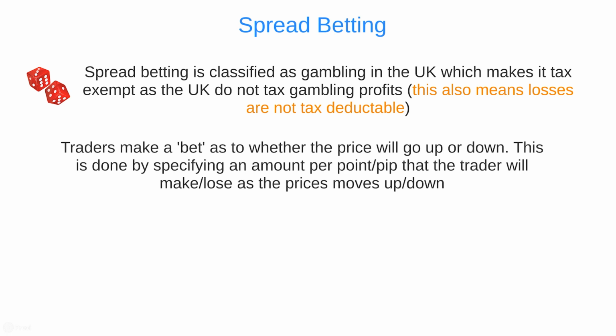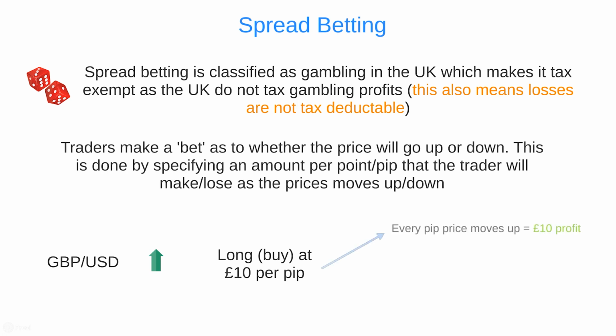Your bet is a specified amount of money per point or pip. For example, let's say you thought the pound-dollar currency pair was going to rise, you could enter a long position at £10 per pip. This means that for every pip that currency pair moves up, you make £10. Equally, for every pip the pair moves down, you lose £10.